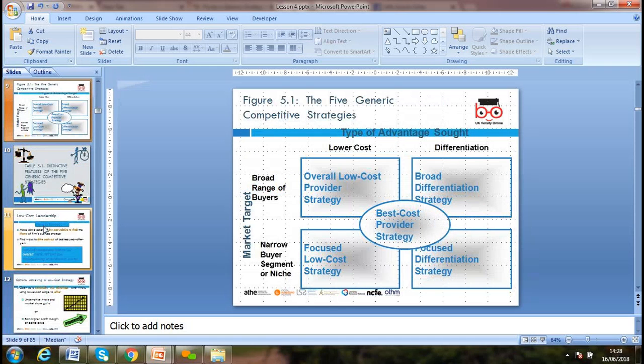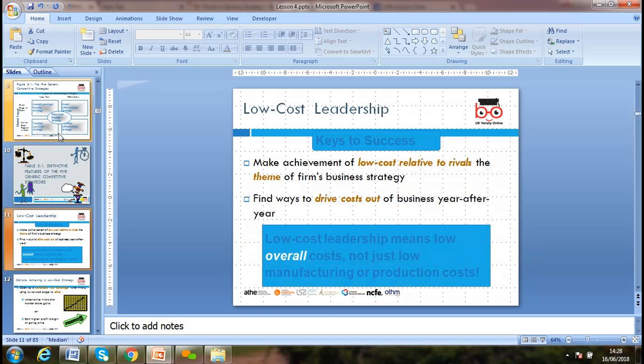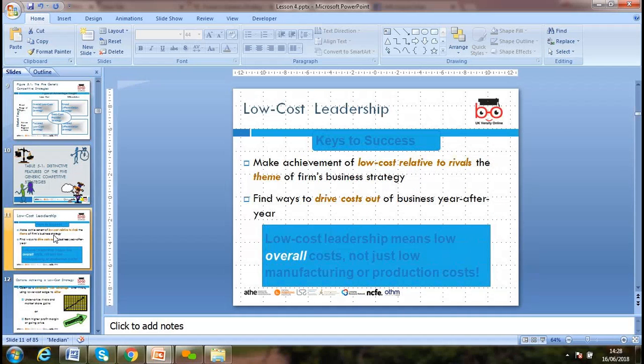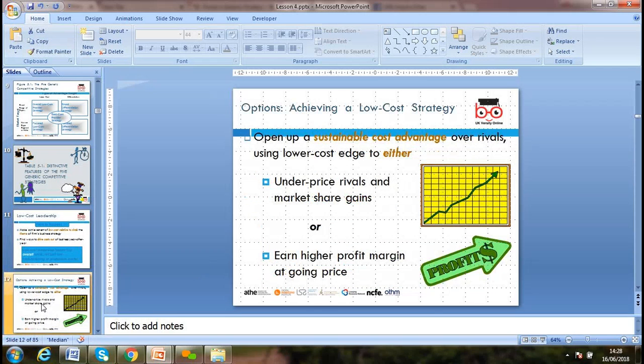According to Porter's five generic strategies, we can pursue overall lower cost, broader differentiation, focus on lower cost, and focus on differentiation, or be a best cost provider. So we can look at all these. When we focus on lower cost, we achieve a lower cost relative to rivals. In the firm's business strategy, we find the drivers of cost, and we need to focus on those drivers to reduce them. Then we achieve a lower cost.